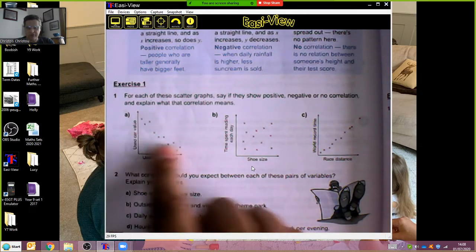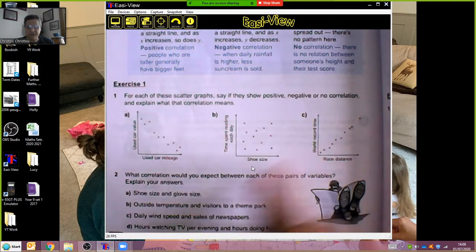What you need to do is to literally copy it. You won't get the dots in perfect positions, it doesn't matter, as long as it looks roughly like that.